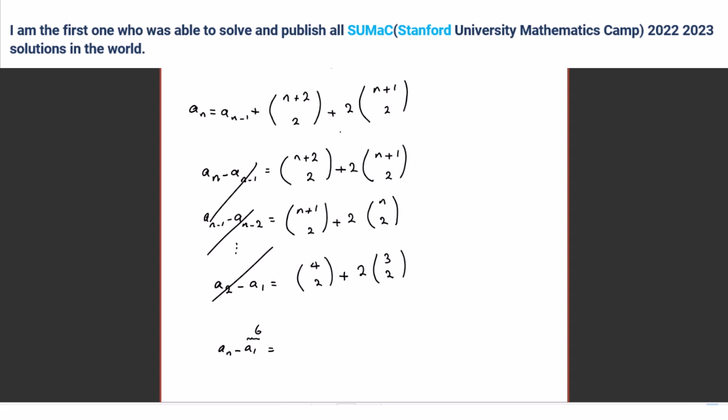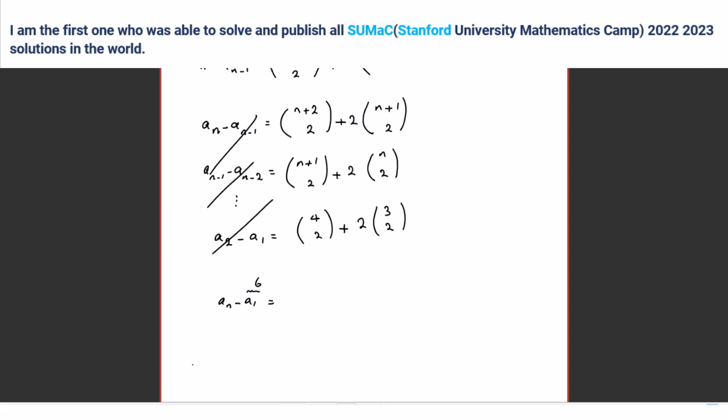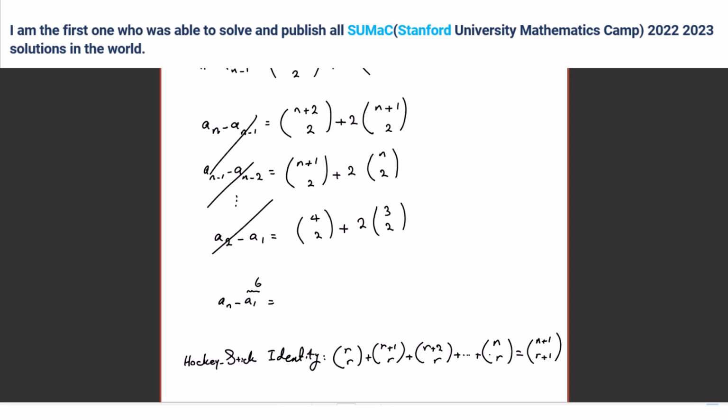This is kind of the part I don't know. Do you know the hockey-stick identity? Hockey-stick identity. I heard of it. Yes, let me write it down. It's so important. This one is r choose r plus r plus 1 choose r plus r plus 2 choose r all the way to n choose r. Remember it was what? It was r plus 1 choose r plus 1, okay?